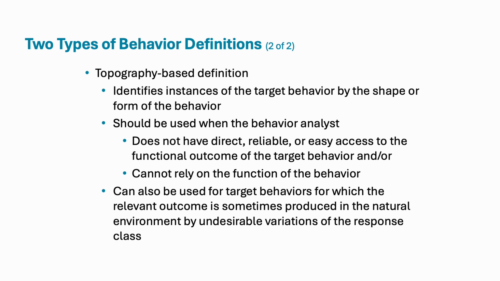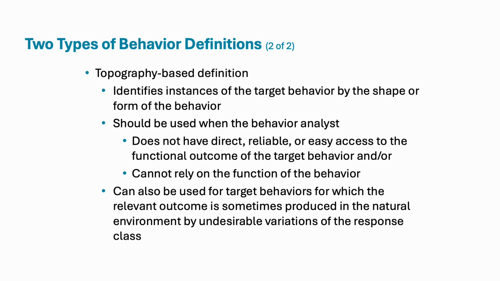As I mentioned, a topography-based definition is a definition that focuses on the form or shape of a behavior. This could be like the example that I gave you earlier, where I was trying to define hand mouthing using the different forms of the behavior. So I said, sticking your finger in your mouth and wiggling it around your tongue. Or I could say placing the back of the hand on the lips. That could count as an instance of hand mouthing. Or I could say placing your palm directly over your mouth. That could also count as an instance of hand mouthing.